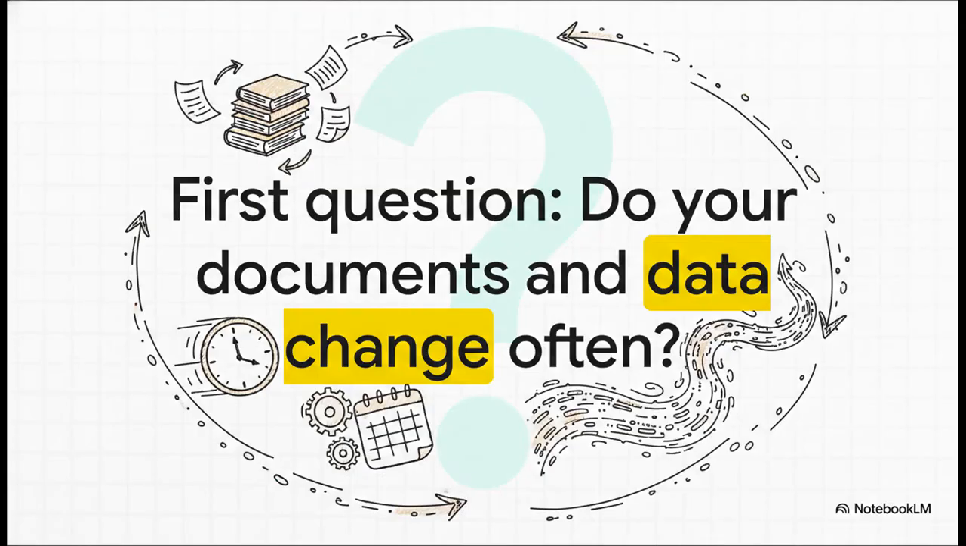All right, question number 1, and it's probably the most important. Is the information you need the AI to know constantly changing? We're talking about things like your product documentation, support articles, maybe even company policies.